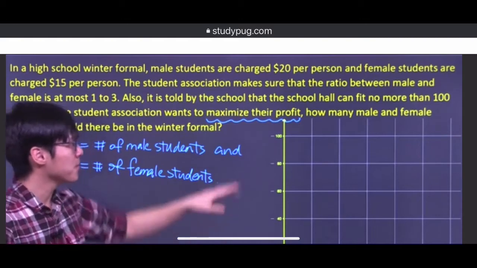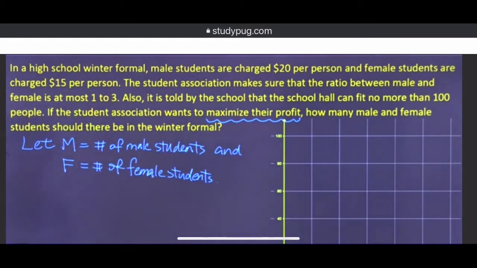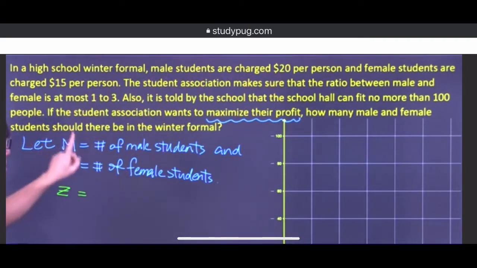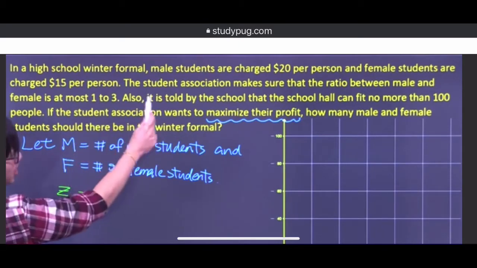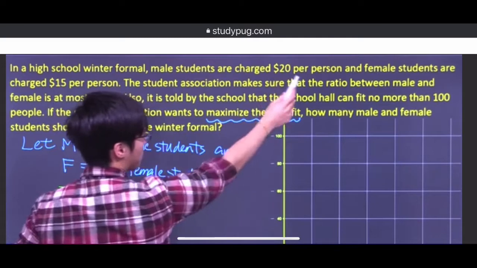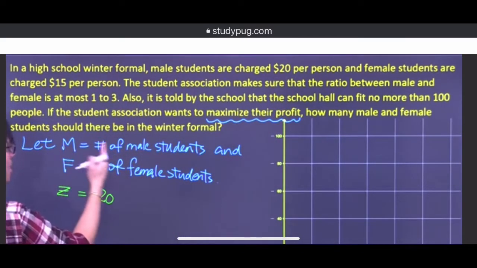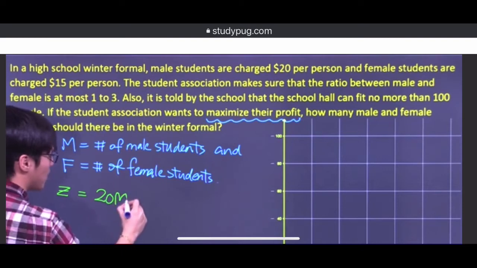Maximizing the profit, how can we find the profit? The main function we usually denote with a Z. Profit is found by the amount per person times the number of people. For male, how much are we charging? Male students pay $20 per person, and we have M people, so we have 20 times M.